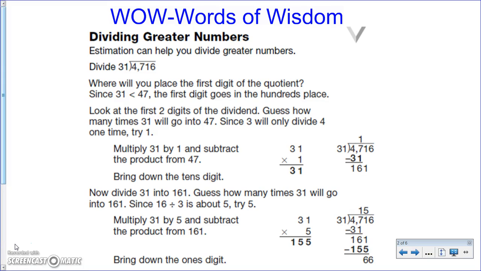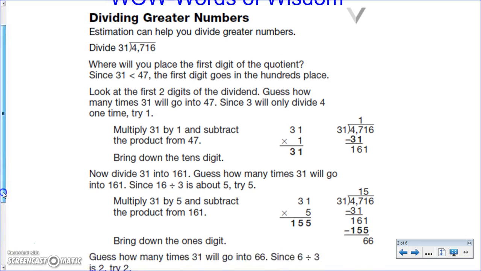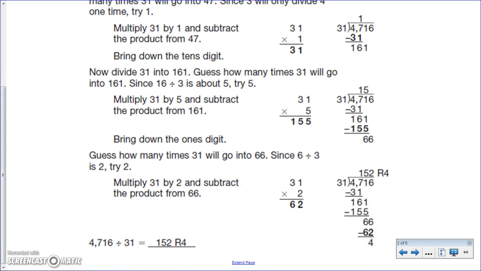Next, they're going to bring down the next number in the 4,716, which is the 1. Now we're trying to divide 31 into 161. And so we need to guess how many times 31 will go into 161. And 16 divided by 3 is about 5, so we're going to try 5 times. And by using estimating, it helps you prevent having to do a lot of multiplying to find the closest number. So we're going to multiply 31 by 5, which gets us 155. And we know that's as close as we can get without going over 161.